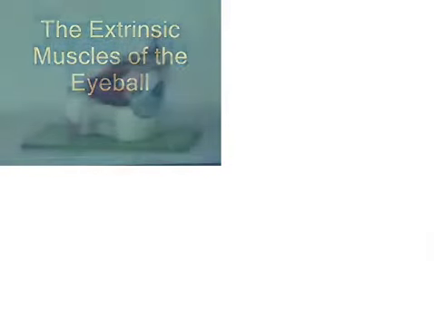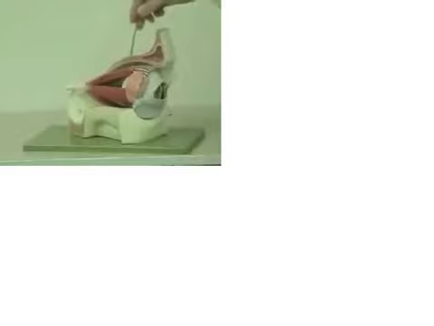In this video, I want to talk about the extrinsic muscles of the eyeball. Extrinsic muscles of the eye are muscles that are not part of the eyeball itself, but yet go from various regions of the skull and the orbit into the eyeball to direct the movements of the eyeball.